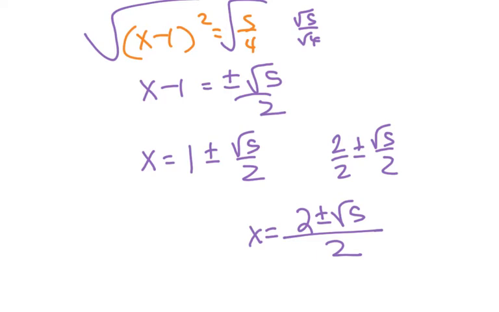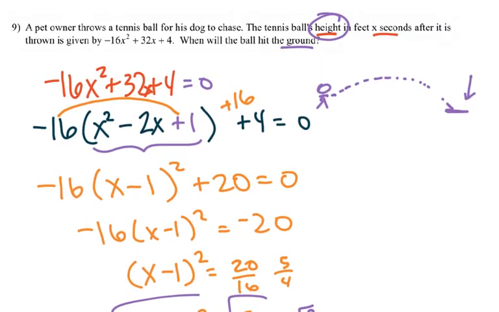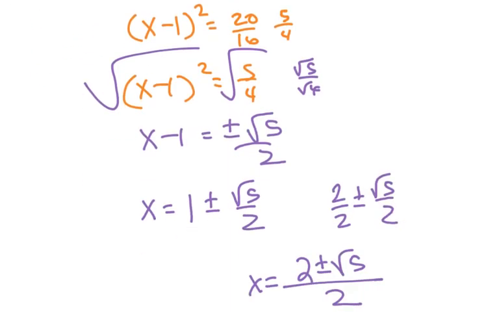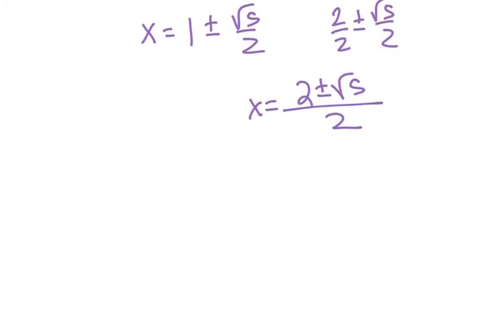Now, because this is a real-life problem, let's go back and look at the question. It says, when will the ball hit the ground? So what are you going to say? 2 plus or minus square root of 5 halves seconds? That doesn't make any sense in this problem. So in this problem, it does make sense to turn it into a decimal. So you're going to get your calculator, and we're going to type this in.